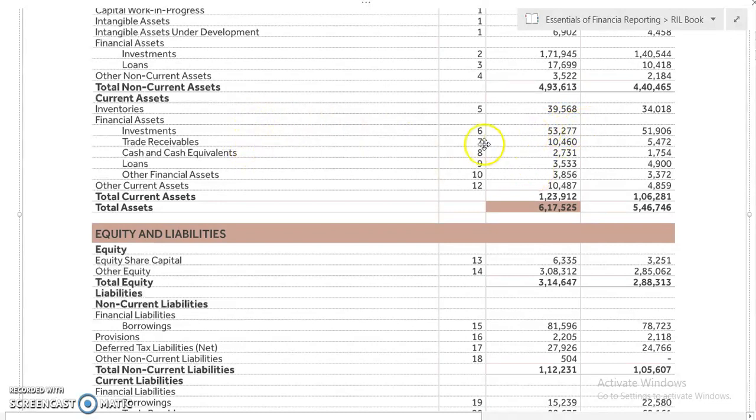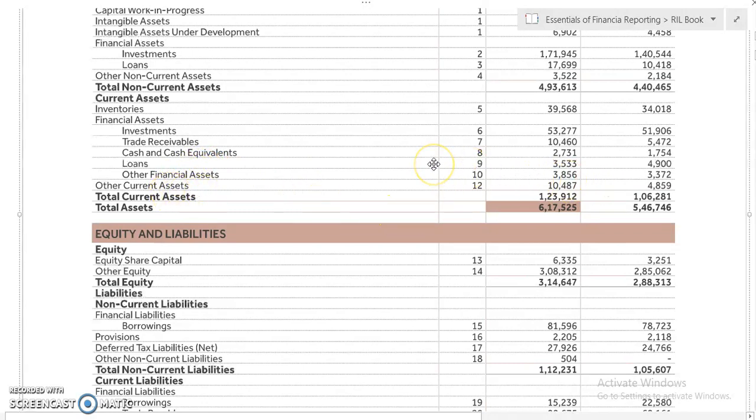Trade receivables means the outstanding amounts from customers, where the company has to recover the money. Cash and cash equivalents: cash equivalents means bank balances and short-term treasury bonds, which can be redeemed on demand. Loans are the loans you have given to your suppliers, your employees, or anyone else, including your group companies. Other financial assets are things like advance tax or other deposits, and other current assets.